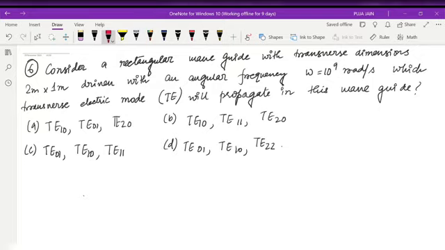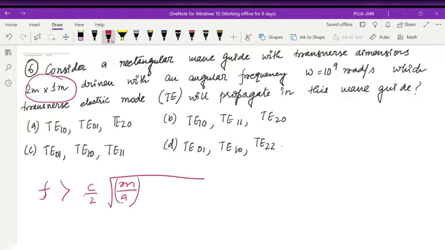Okay, now let's see what it says. It says, let us consider a rectangular waveguide with transverse dimensions 2 meter cross 1 meter, driven with an angular frequency omega. Which transverse electric mode will propagate in this waveguide? For propagating, we know our frequency f must be greater than c by 2 root of (m by a) whole square plus (n by b) whole square.